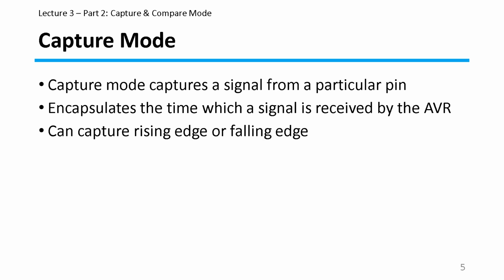So looking at capture mode, it captures a signal from a particular pin. It encodes the time at which a signal is received by your AVR and can be set to capture rising edges or falling edges. Again, this capability depends on the microcontroller you use, so you should refer to the data sheet to ascertain what capabilities your capture mode has. So generally, the capture pin can trigger an interrupt based on a rising edge or a falling edge. And again, that depends on the microcontroller you're using, and check your data sheet to set that up.